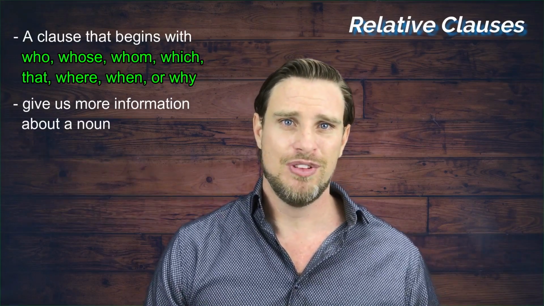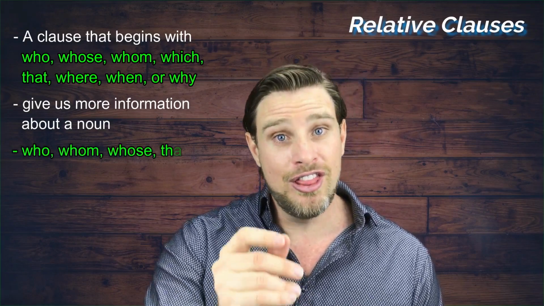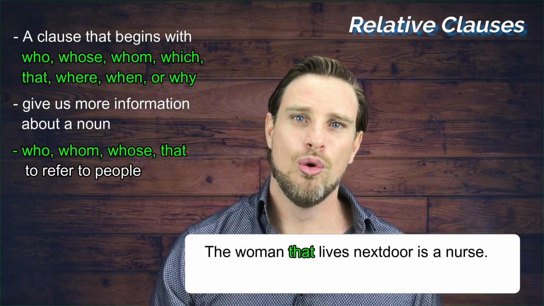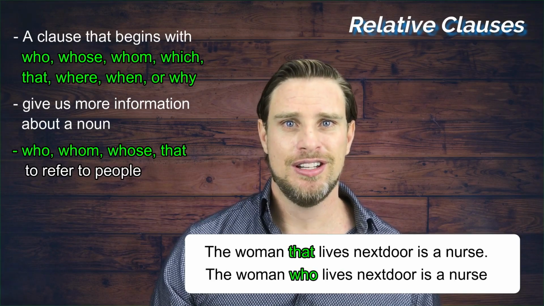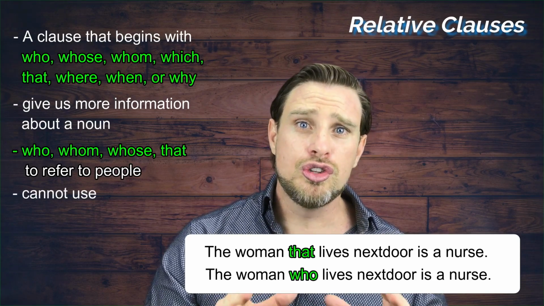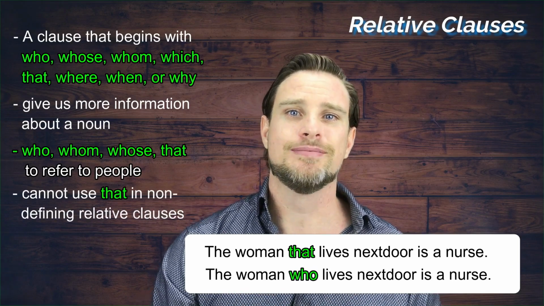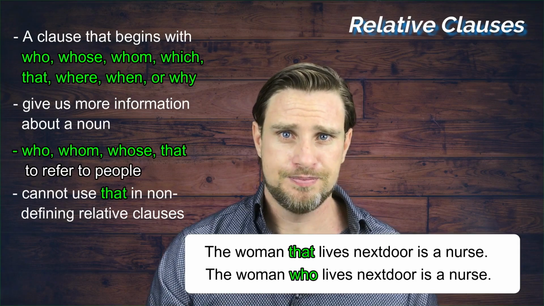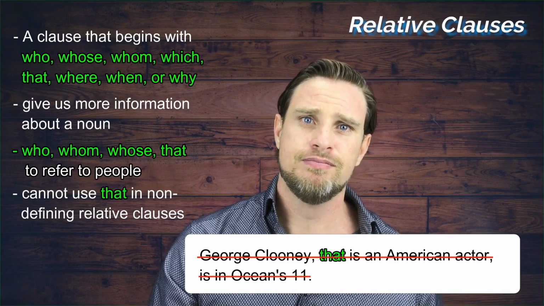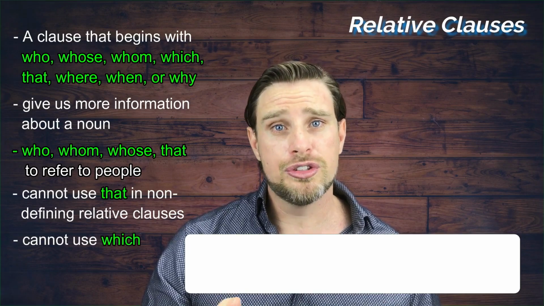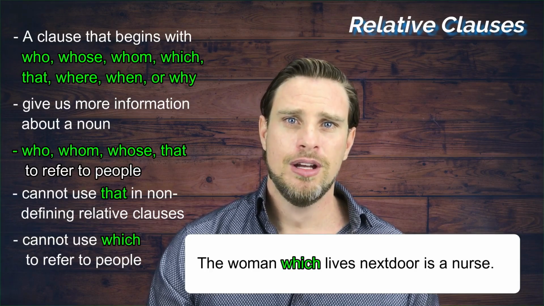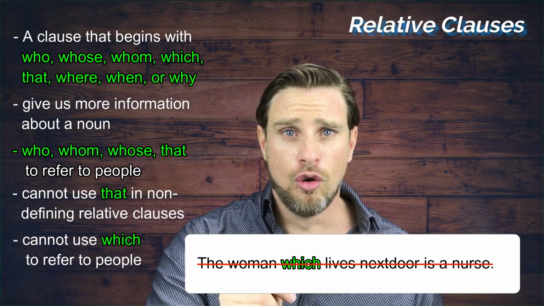A couple more things to know. We use who, whom, whose, and that to refer to people. The woman that lives next door is a nurse, or the woman who lives next door is a nurse. Both of these are fine to use here. Two points to be aware of though. You cannot use that in non-defining relative clauses. Only in defining relative clauses. So you couldn't say George Clooney, that is an American actor, is in Ocean's 11. And also be aware, you cannot use which to refer to people. So you can't say the woman which lives next door is a nurse. This is a common error. You cannot use which for people.